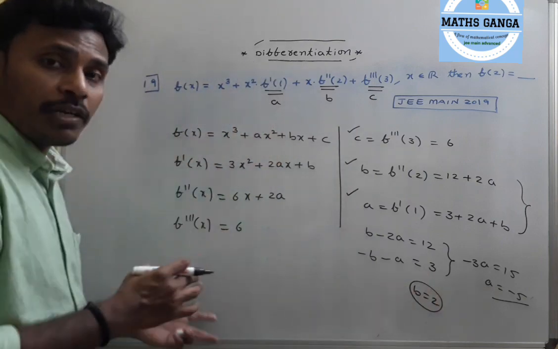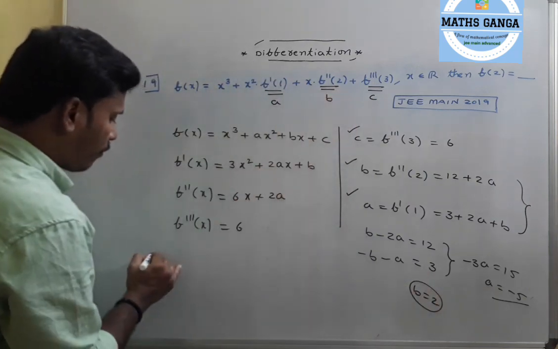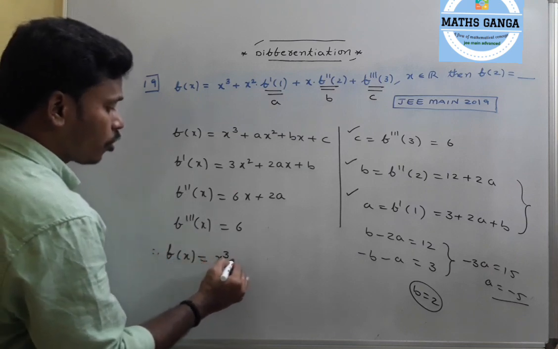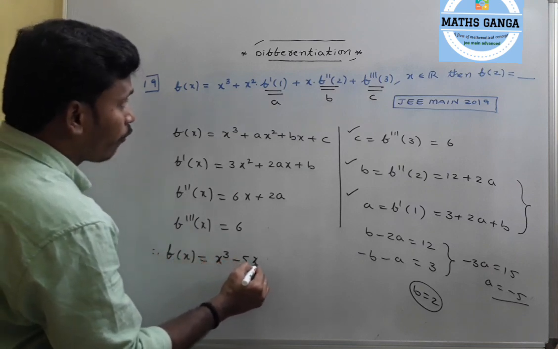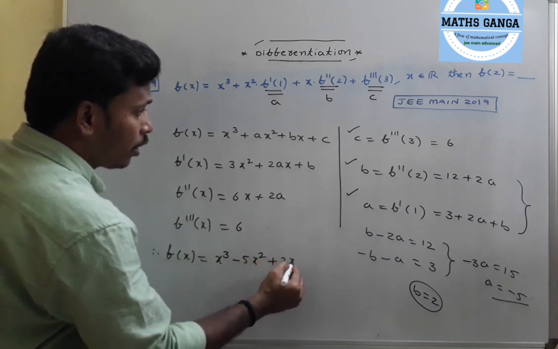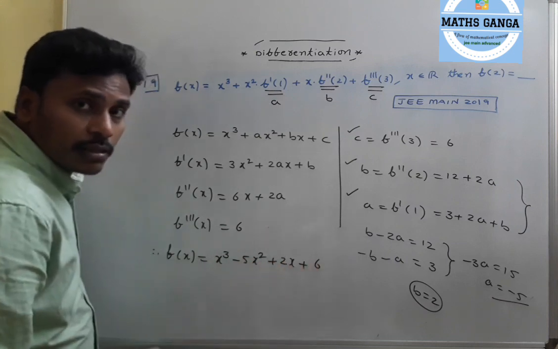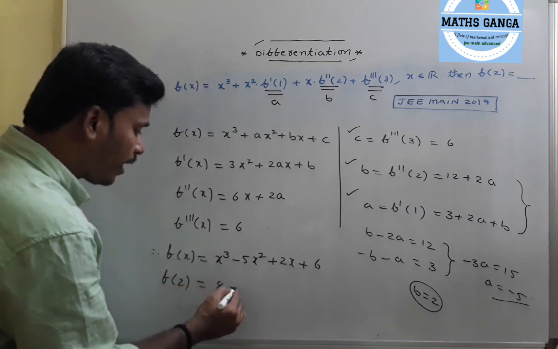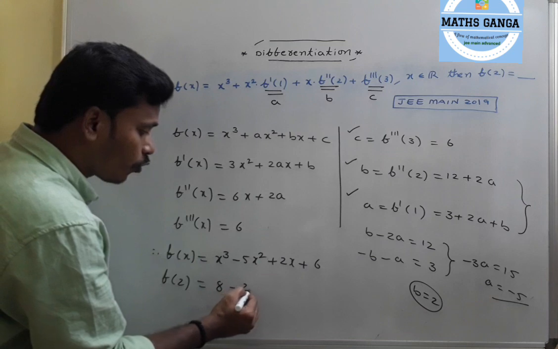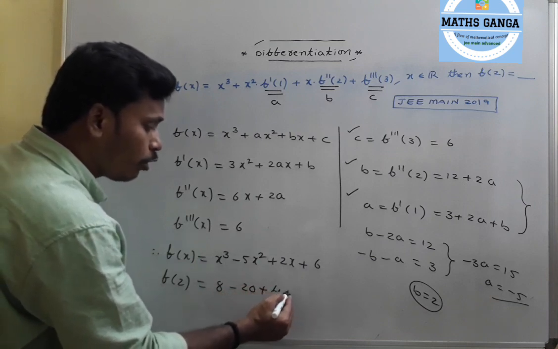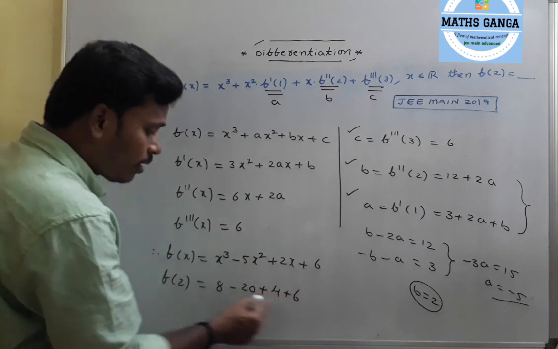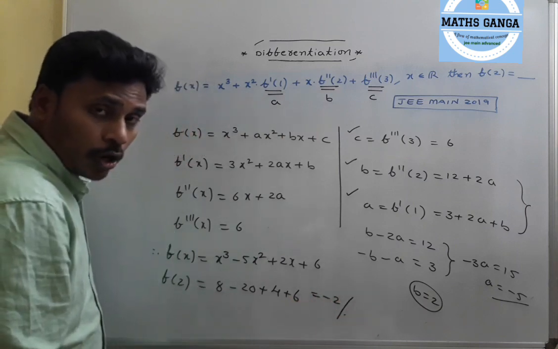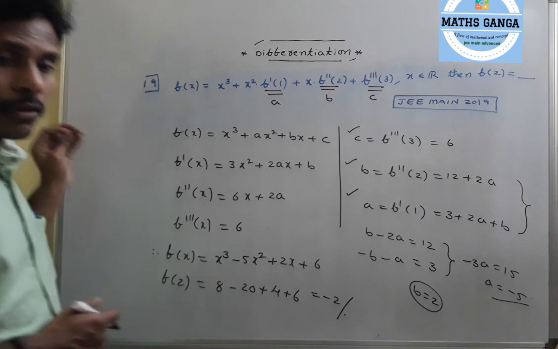So we have a, b, c. So what is f of x therefore? Therefore f of x is equal to x cube minus 5x square plus 2x plus 6. Since it is f of x, our task is to find f of 2. So 2 cube is 8, minus 5 into 4 is 20, plus 2 into 2 is 4, plus 6. So 18 minus 20 is minus 2, and that's the answer. Okay, have a look.